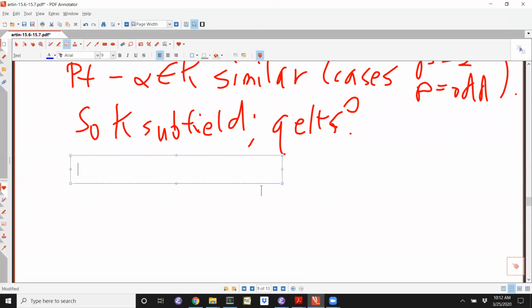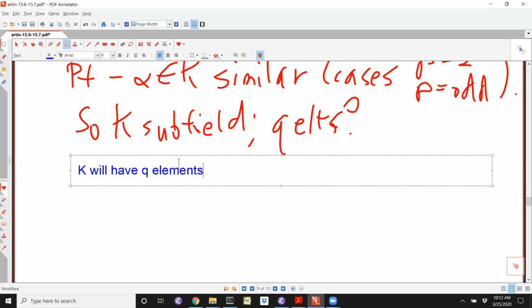So K will have q elements in it unless x to the q minus x has multiple roots. Remember, we're about to use the multiple root thing again. So K will have q elements in it unless, let me call that f of x equals x to the q minus x, has multiple roots.